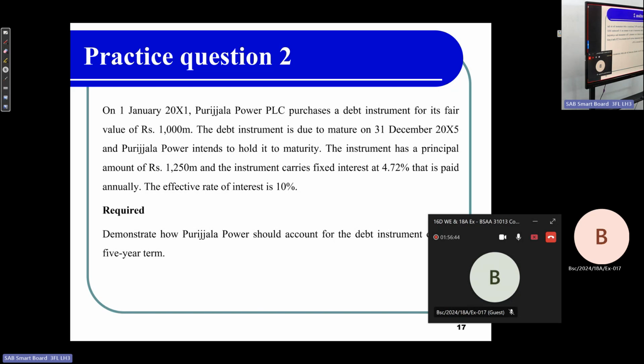Now what you can do is take a small break, and once you come back, you need to answer this. You need to remind what you have learned. Initial measurement in amortized cost. Transaction cost. Financial asset itself. Subsequent measurement. Amortized cost. Ultimately, amortized cost, that's the learning. So we'll answer.